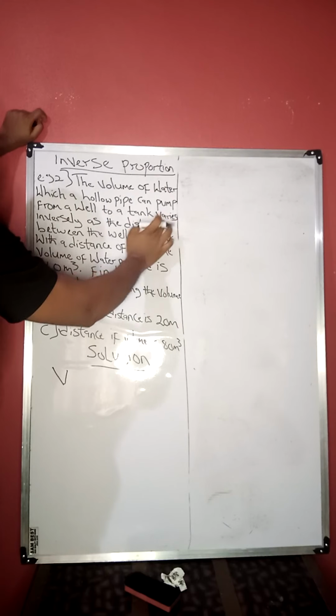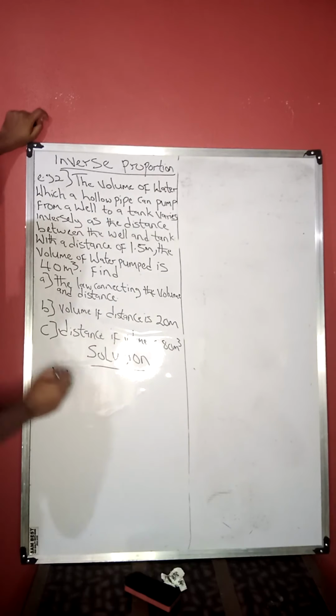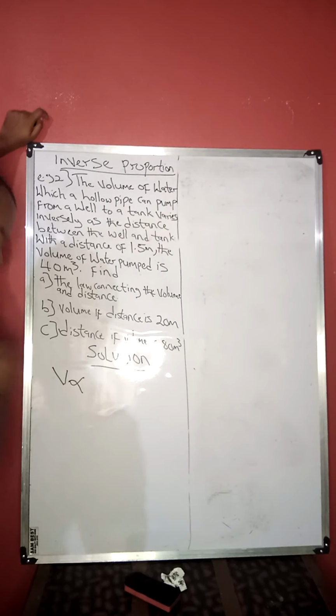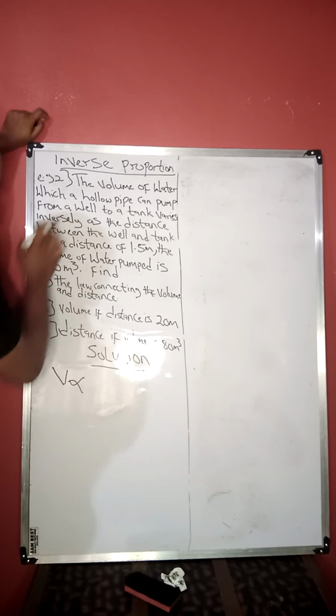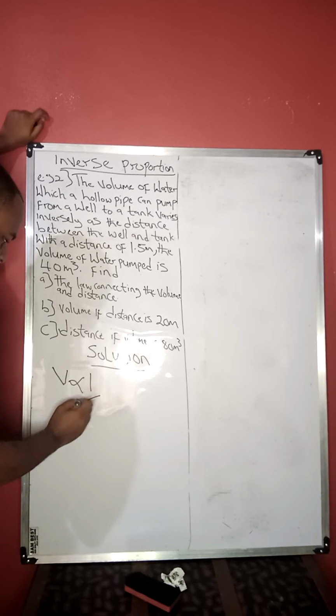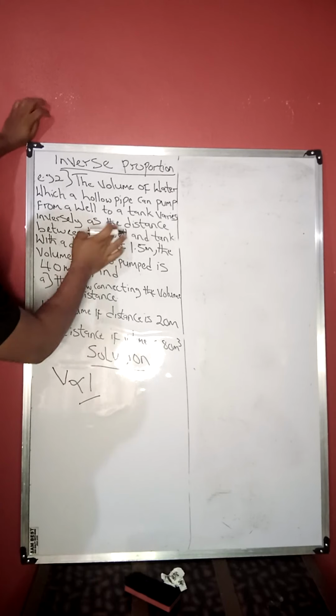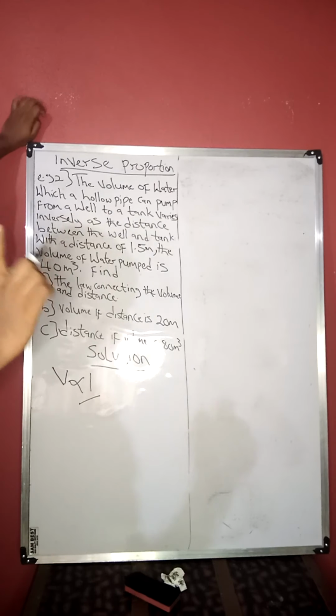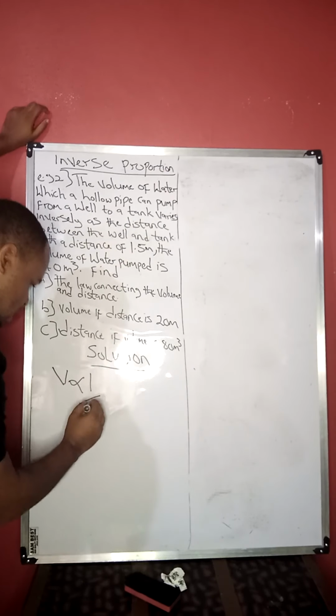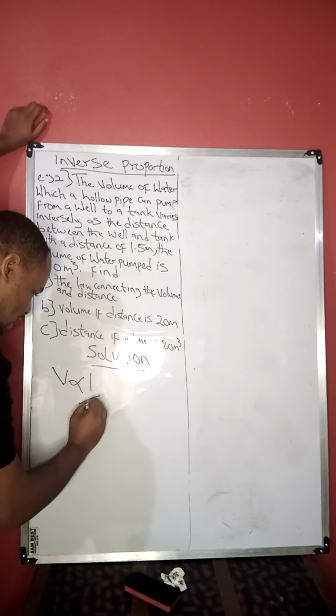This is where you continue. Varies inversely. Varies, your variation sign. And because of this word inversely, what do you do? 1 all over. Varies inversely as the distance. Let's represent distance as what? D. As the distance D between the well and the tank. Alright, now we've gotten this as our interpretation of the question.